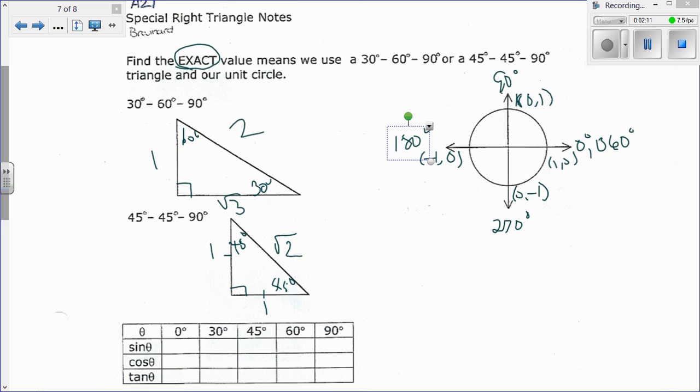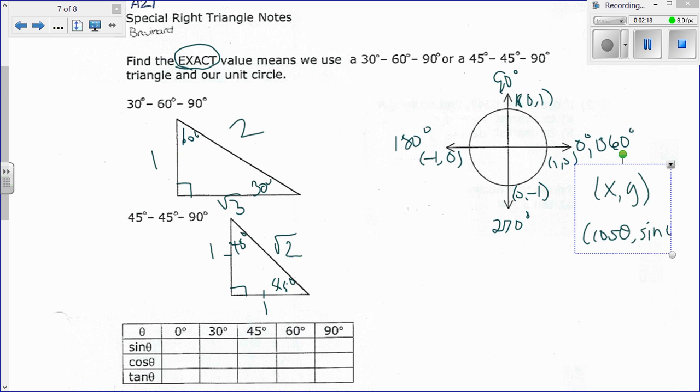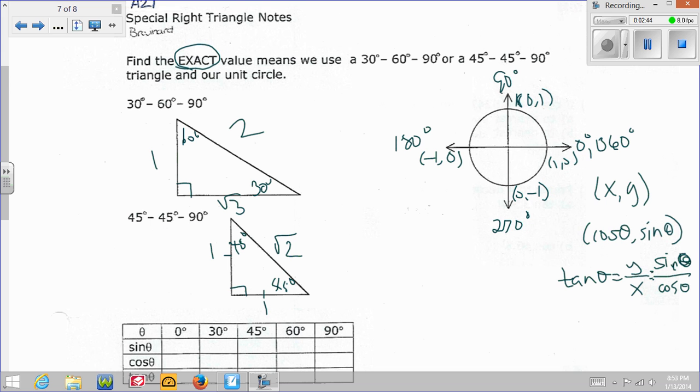Okay, remember everything is always in the form of x, y, and that is cosine theta, sine theta, and tangent theta is y over x, or tan theta. Like I was saying, tangent is equal to sine theta over cosine theta.